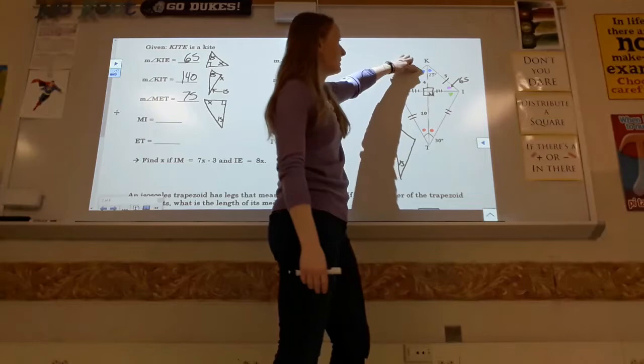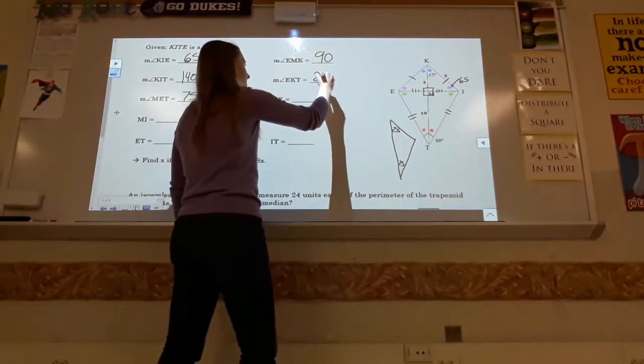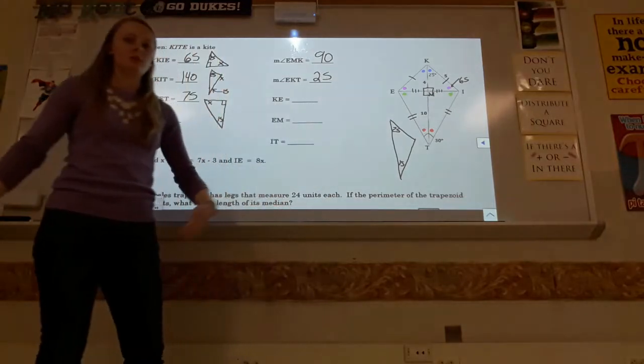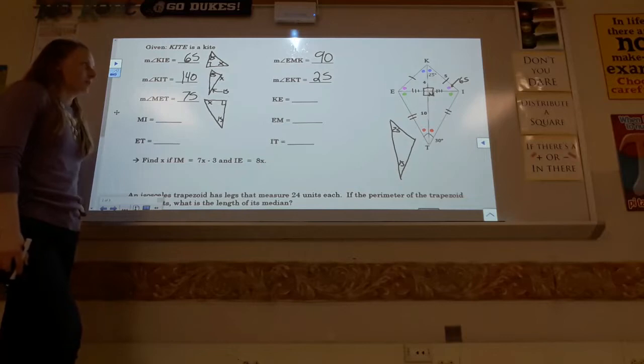So EKT is right here, this is the blue one, right? So I said these two angles are equal because I already know one was 25, that means this is 25, right? So some of them are easier, some of them are harder, just depends on what you're looking at, so be careful to understand how to navigate through that picture.